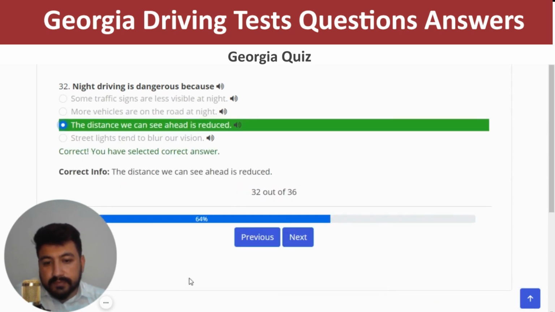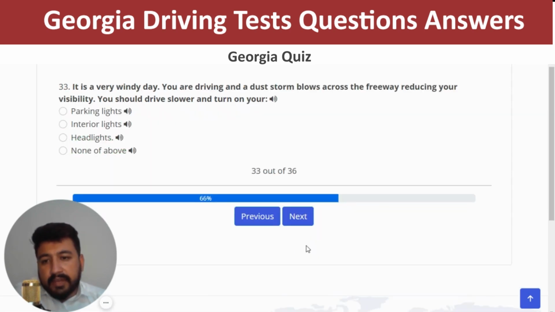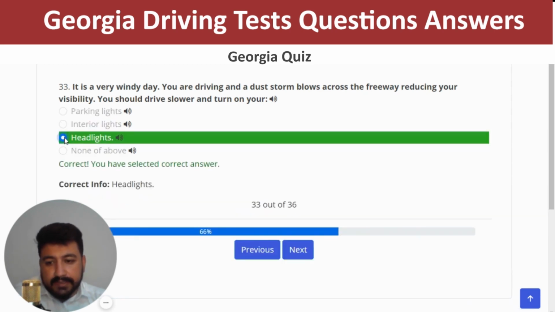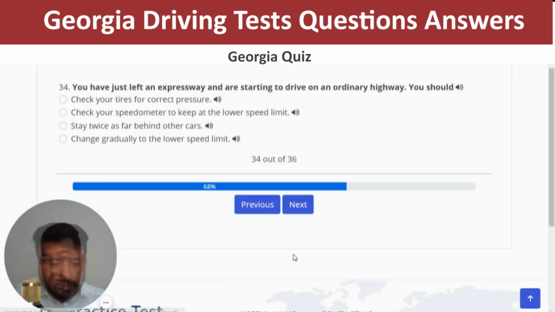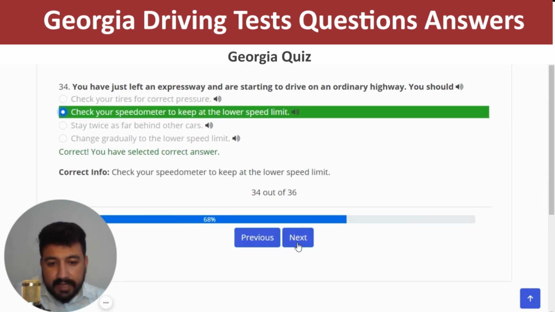So third option. Next. It is a very windy day. You are driving and a dust storm blows across the freeway reducing your visibility. You should drive slower and turn on your. The right answer is headlights. Yeah, next. You have just left an expressway and are starting to drive on an ordinary highway. You should. The right answer of third last question is check your speedometer to keep at the low speed limit. So second option. Yeah, next.